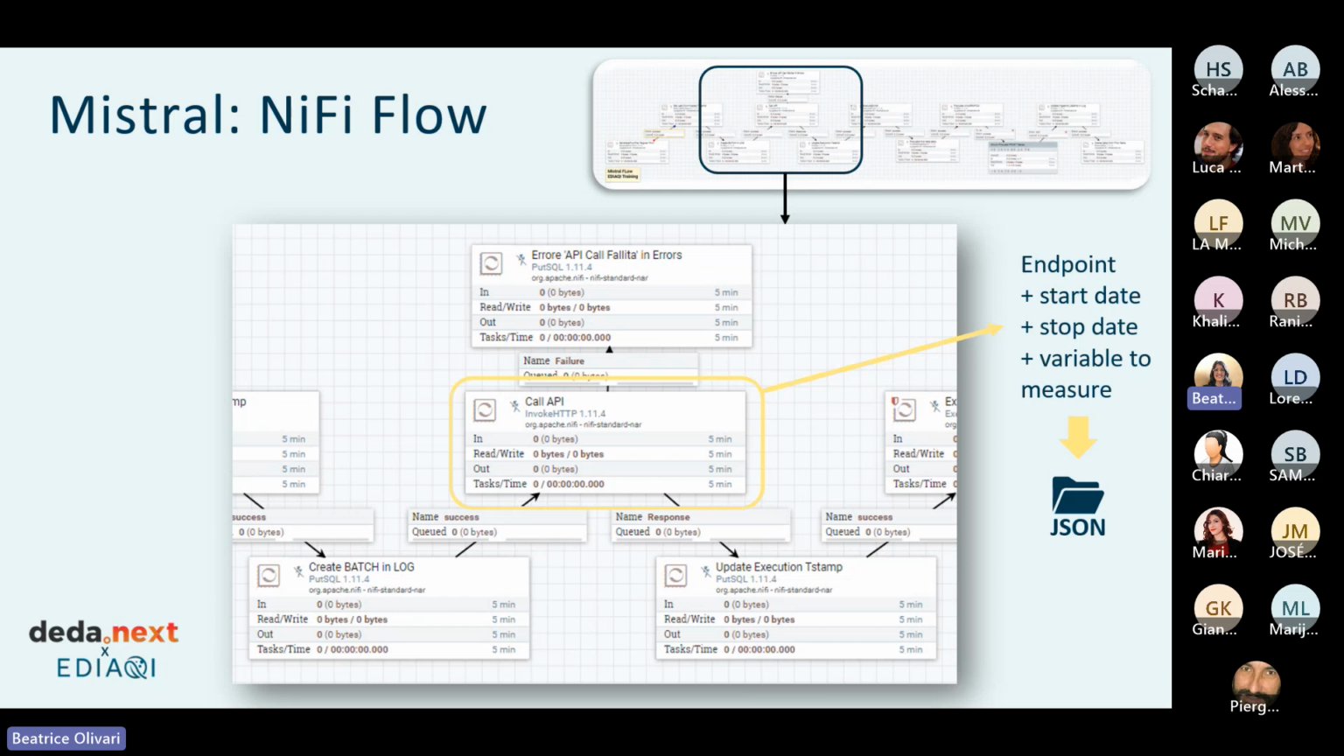The information we need to give to it is the endpoint, the start date and the stop date. So basically the time frame of the data we need, and the variable that we want to measure. So the observed properties that we are interested in. And the answer of the API call is, in this case, a JSON, which is a bit messy. I mean, not messy, but it contains a lot of information that we might not be interested in, but it's still the information that we need.